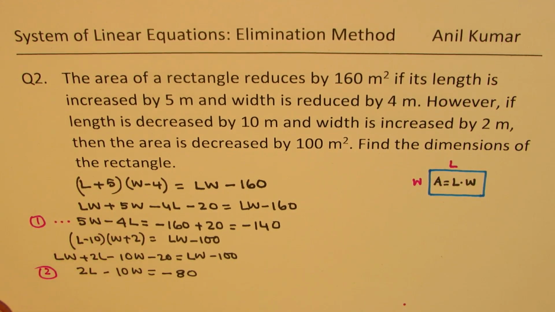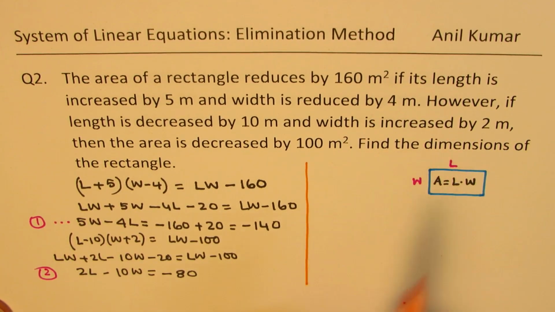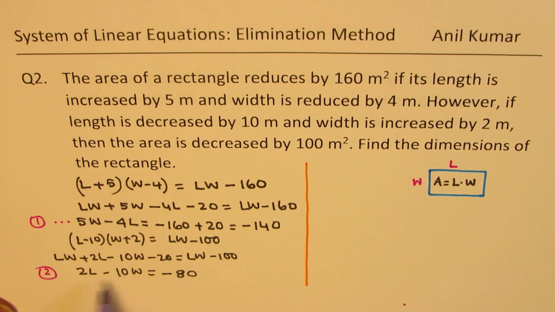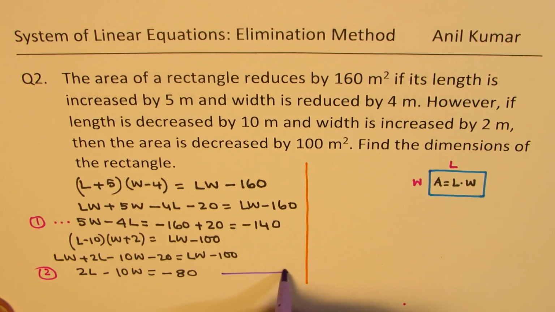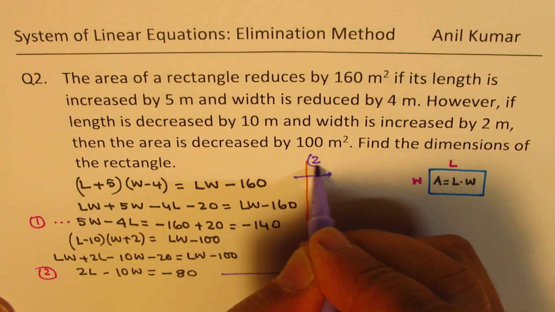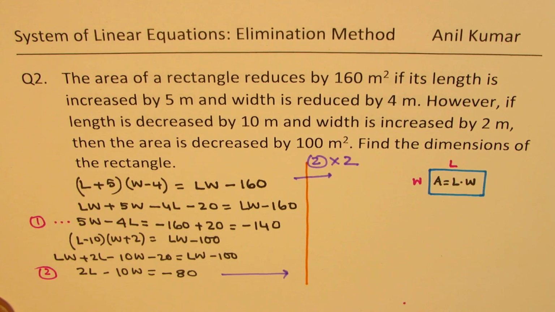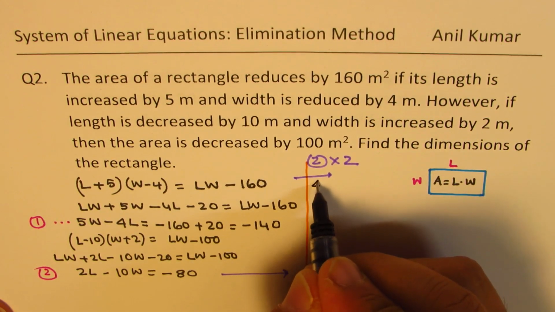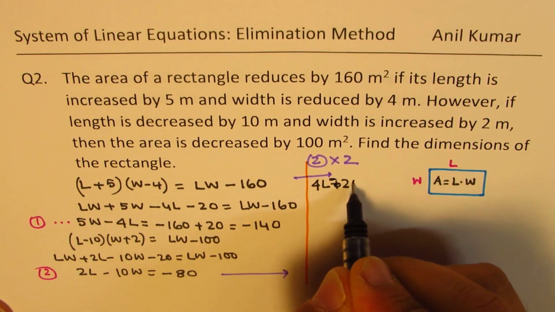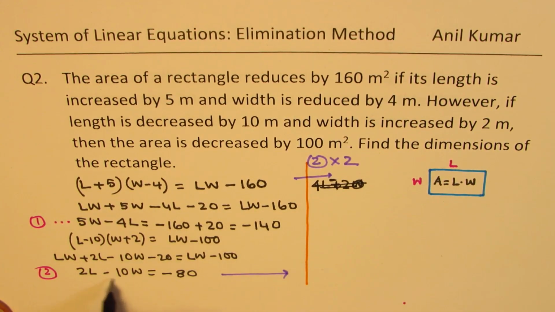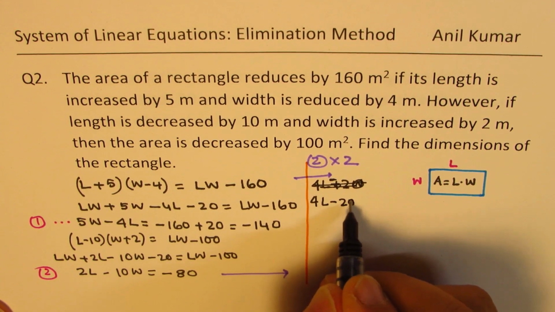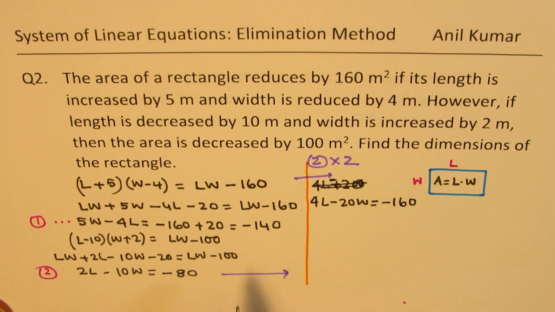So now we have these two equations, equation 1 and equation 2. How do we eliminate one of these variables? We need to find the dimensions. Let us say we want to eliminate the length part. That is easier. We can multiply equation number 2 by 2 and rewrite. So when I multiply this by 2, we get 4L minus 20W equals minus 160.